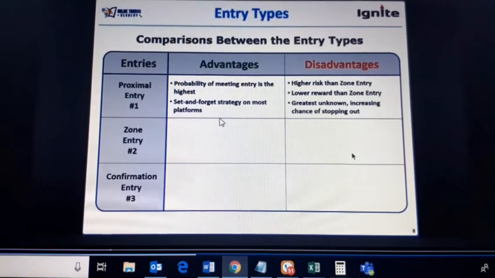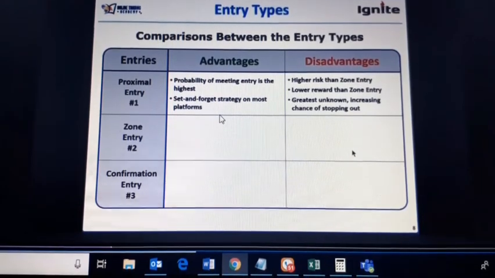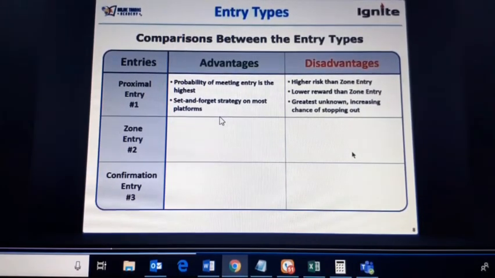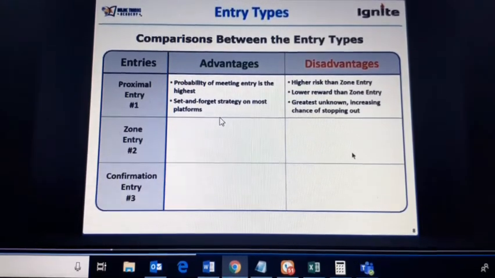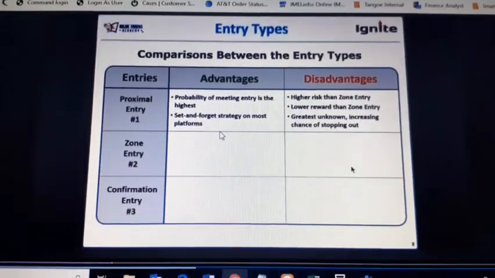So a bracket order you can place right now, but we will not talk about bracket orders. Aniruddha, we will talk about bracket orders when I come to the bracket order session. But yes, you can do that.